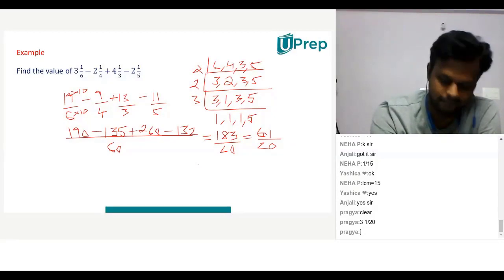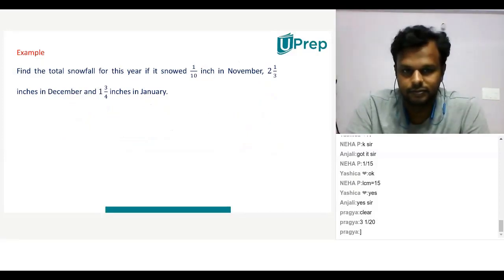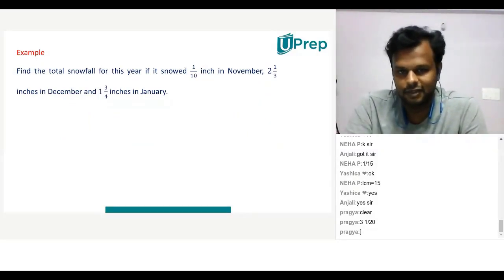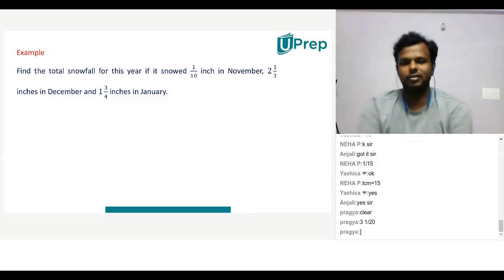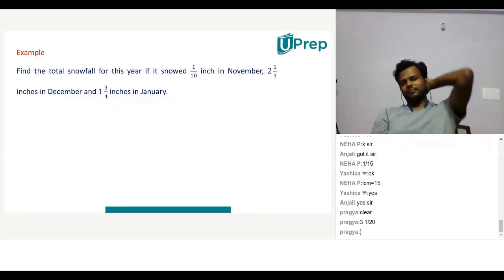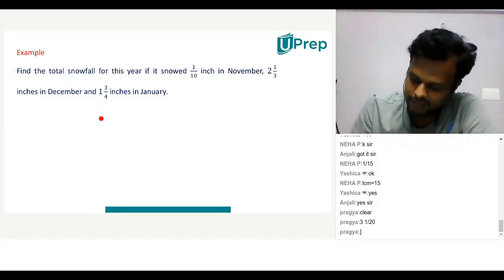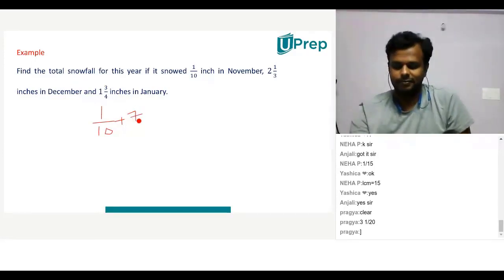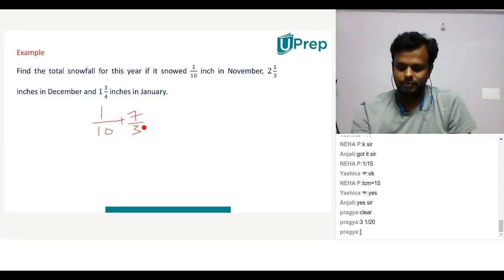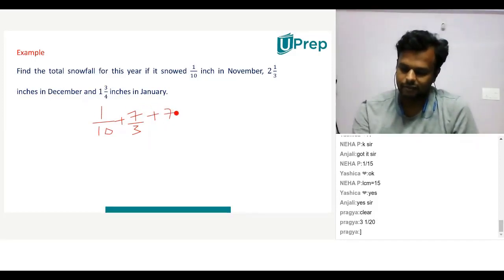Children, moving on to the next. Yes, sir. Snowfall in the town is 1/10 in November, 2 by 3 in December, and 1 3/4 in January. Children, this is the same question. So we have to find the sum, isn't it? Sum of 1 by 10 plus 2 1 by 3 is 7 by 3, and 1 3 by 4 is 7 by 4.